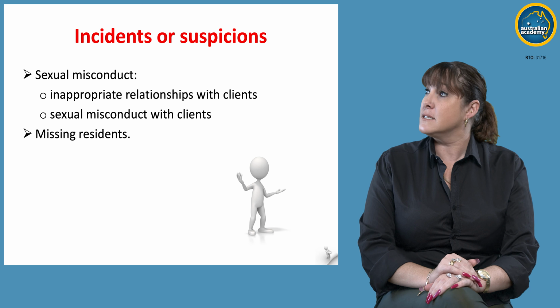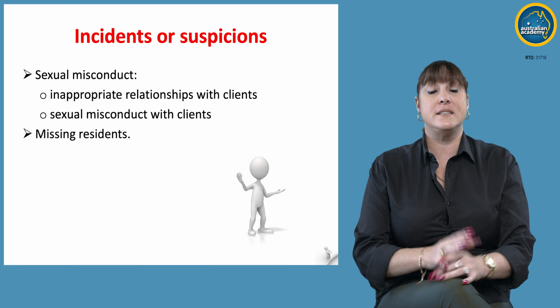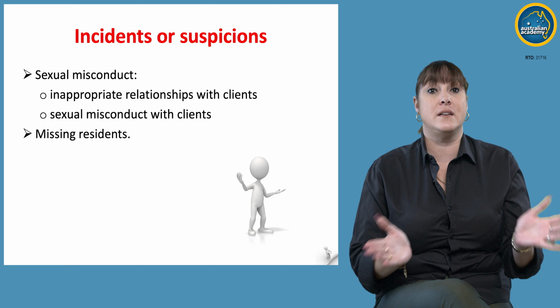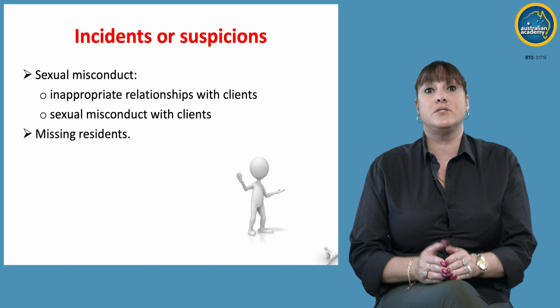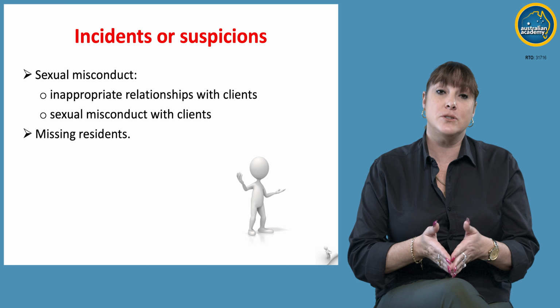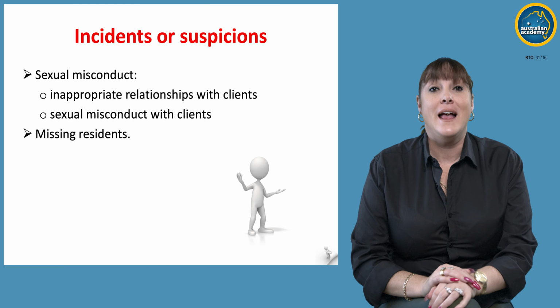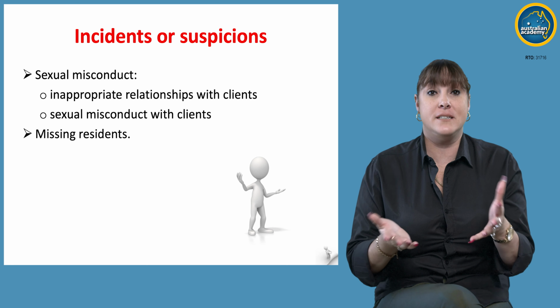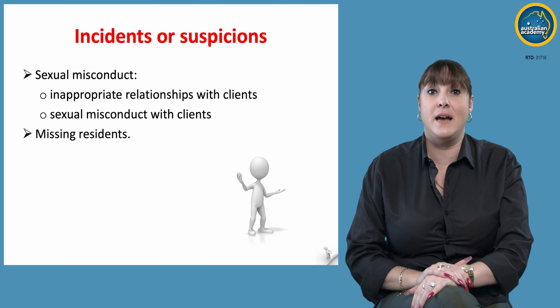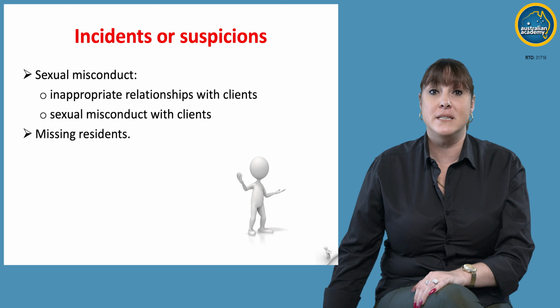Sexual misconduct. This is where you can identify inappropriate relationships between staff and clients or between clients themselves. You need to have two consenting parties to have a sexual relationship. So if you have two clients and one client is consenting and the other is not, that is going to pose an issue that you need to take to your supervisor for him or her to be able to take charge of that. There's also an issue about missing residents.